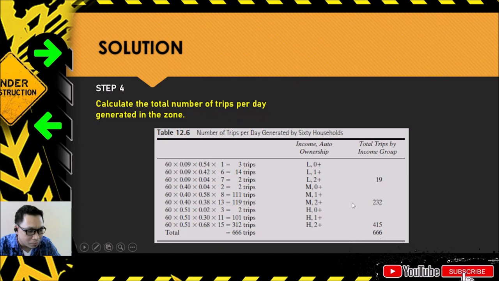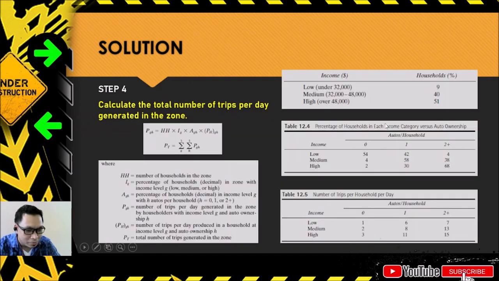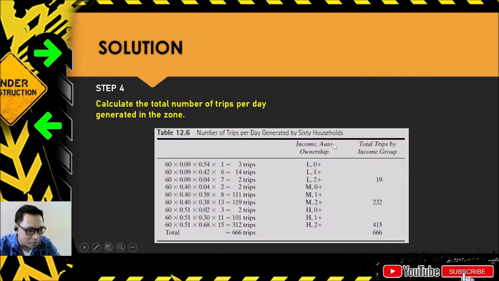Okay, next, to calculate this one, the total number of trips per day generated in the zone shall be calculated by the following. So let us say in this problem we have a number of dwelling units, 60. Then for the household income, in our first category, the low income, it is 9%. So that is 0.9. Then this 0.54 is the household by income and auto.